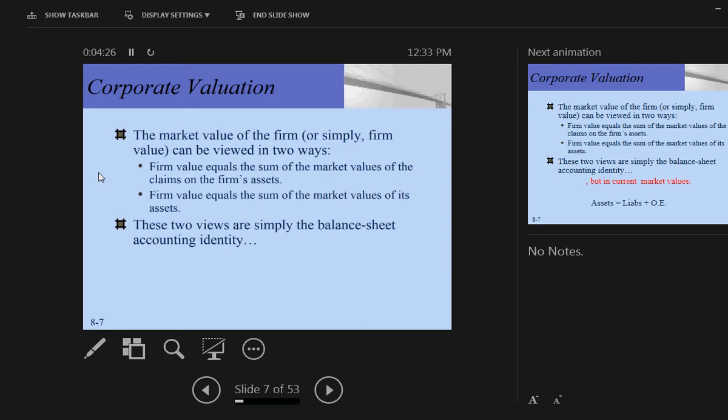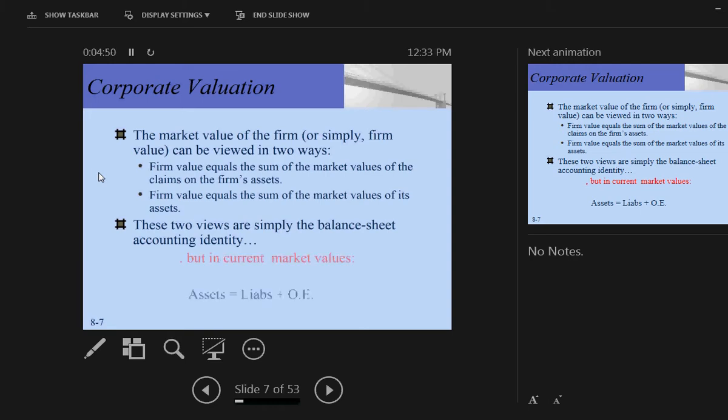So you have assets on one side, claims on the other side. So what I'm saying is, if you want to find out what the firm value is, you would just simply add up the market values of the claims to the firm. Or alternatively, you could look at the left-hand side of your balance sheet and add up the assets, right? You could say, okay, what are the market values of these assets? Let's add them up. That's the firm value, right?